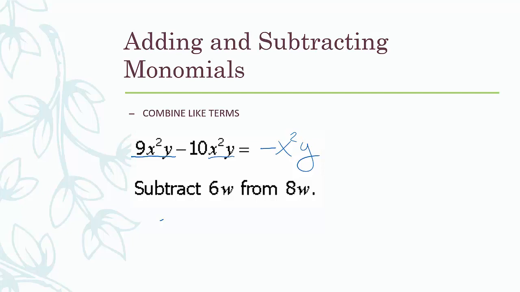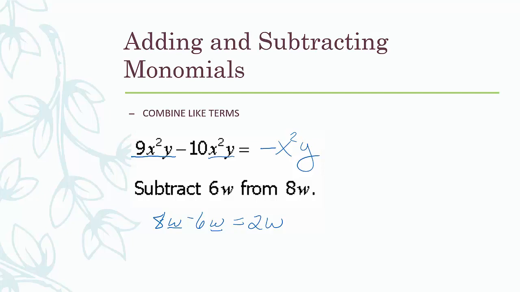So in this one we subtract 6w from 8w. Let's put that in algebraic terms: 8w minus 6w equals 2w, because we've got 8 w's and 6 w's. Okay? We've combined like terms before, and it's a skill that's not going to go away. It's a skill that's going to follow you all the way up through your senior year.